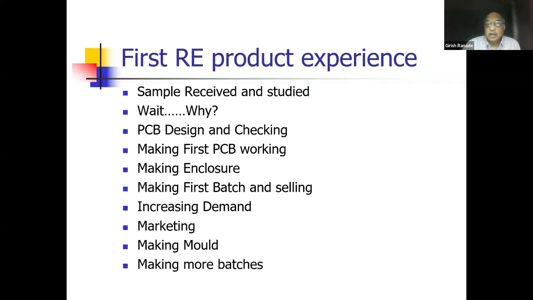And then slowly the demand increased. The same dealer asked for multiple numbers, and then we started marketing India wide. Then I used to go to different cities. Now at that point of time, my another product, cable harness tester, was already ready. It was self-designed, and that also I used to market. So both things I used to market pan India, all over India. Then we went to make a mold of this particular product, printer sharer. Then we had many more batches made. Moving on.